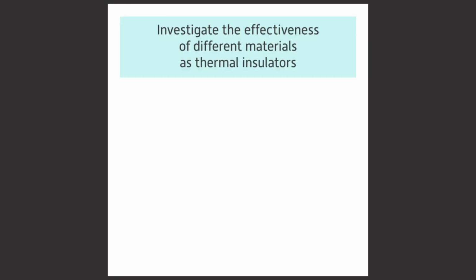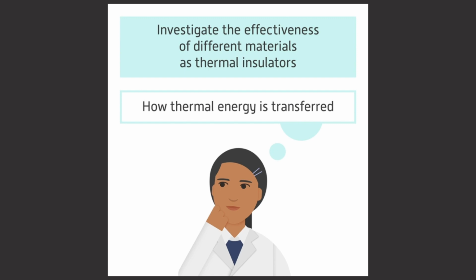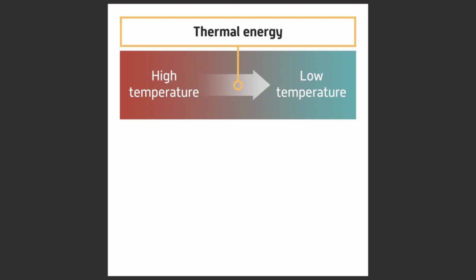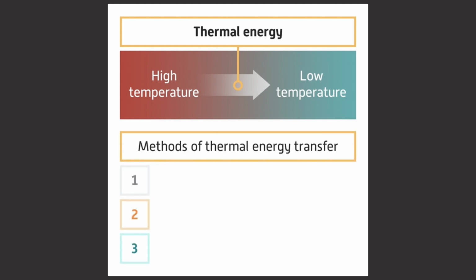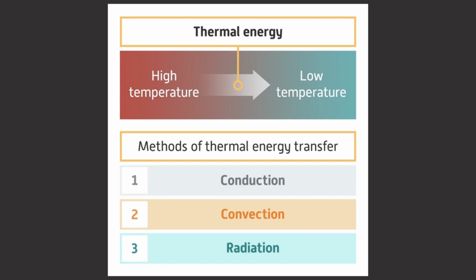In this pod, we're going to investigate the effectiveness of different materials as thermal insulators. Before we start, let's revise how thermal energy is transferred. Thermal energy will move from a high temperature to a low temperature. There are three methods of thermal energy transfer: conduction, convection, and radiation.